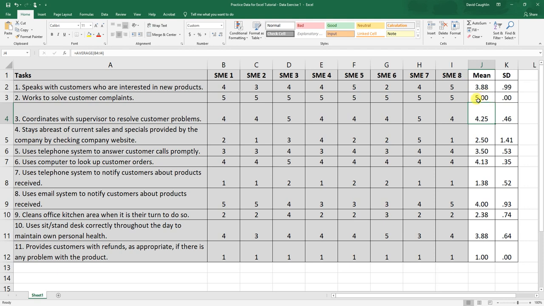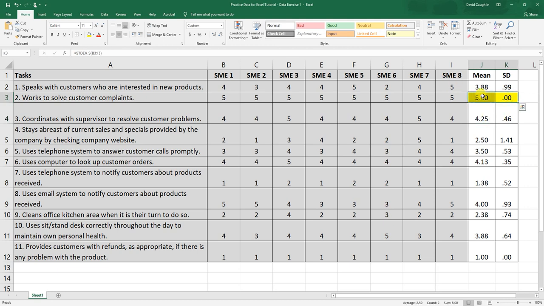Now let's work through these. If we were going to identify which of these tasks seem to be most critical based on these subject matter expert, or SME, judgments of criticality, well, right here, the second task has a mean of 5 and a standard deviation of 0. If you look across here, you'll see every single person put 5 out of 5 in terms of criticality. That's why the standard deviation is 0. There's no spread or dispersion or variance in these ratings. And so this would definitely be a task that's a keeper.